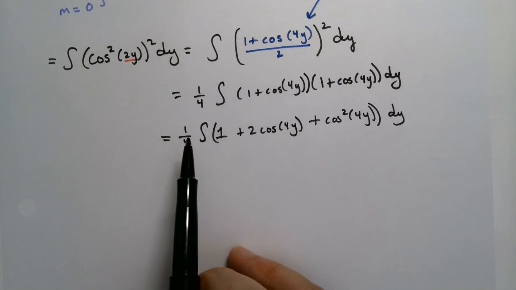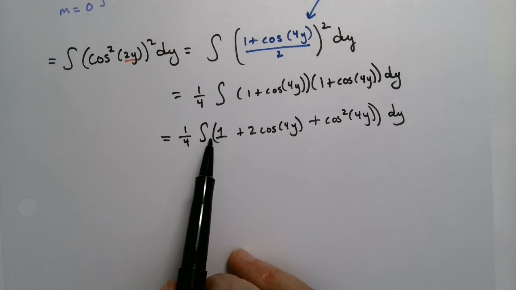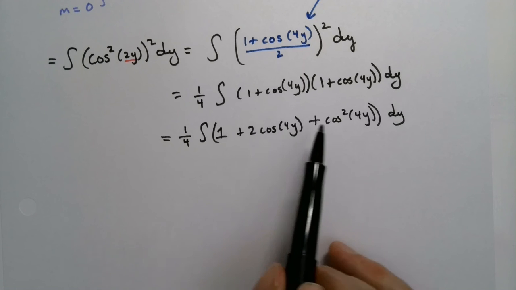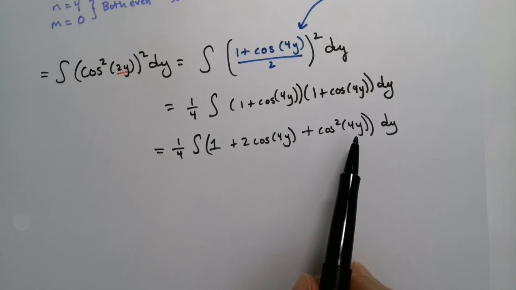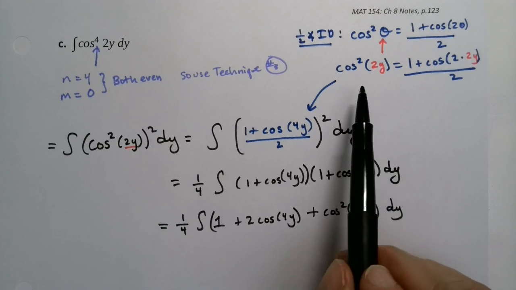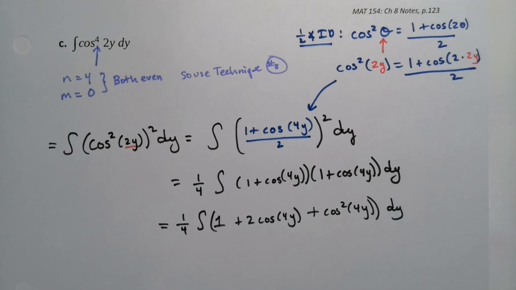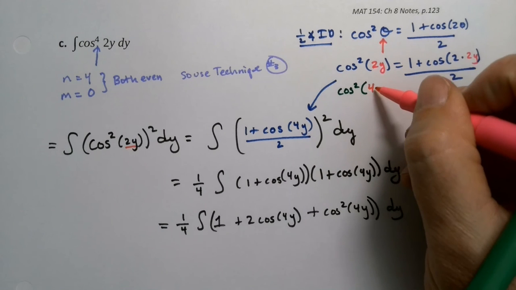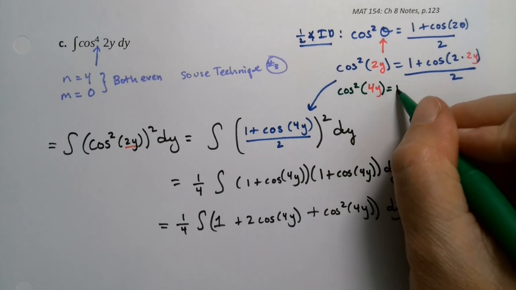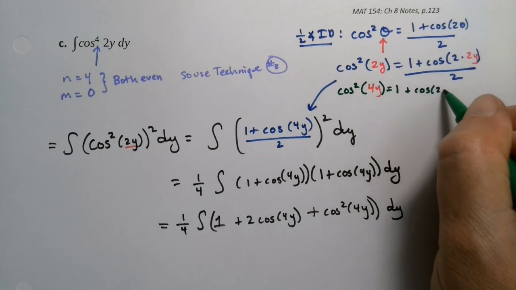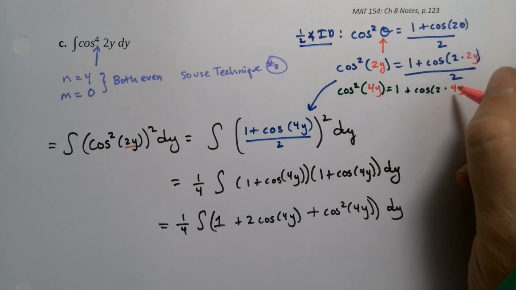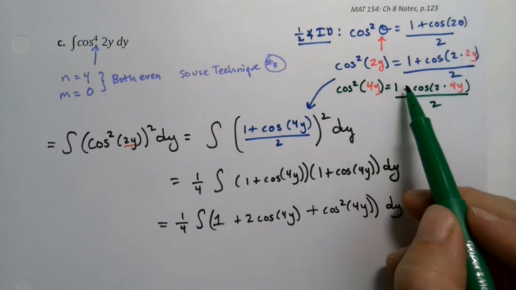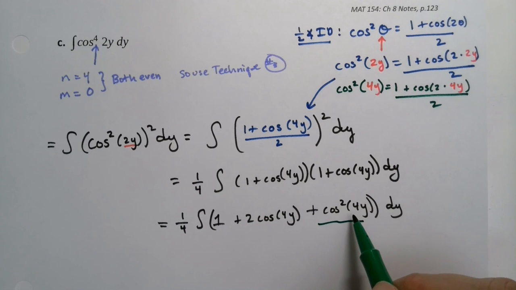All right, so far I'm doing well. I know how to integrate 1, no problem. I know how to integrate 2 cosine of 4y, no problem, easy substitution. Cosine squared, that's looking familiar. That looks like I got to do this again. So if I had the cosine squared of 4y, that would be equal to 1 plus the cosine of 2 times 4y all over 2. So I'm going to use this and substitute it in for this piece.